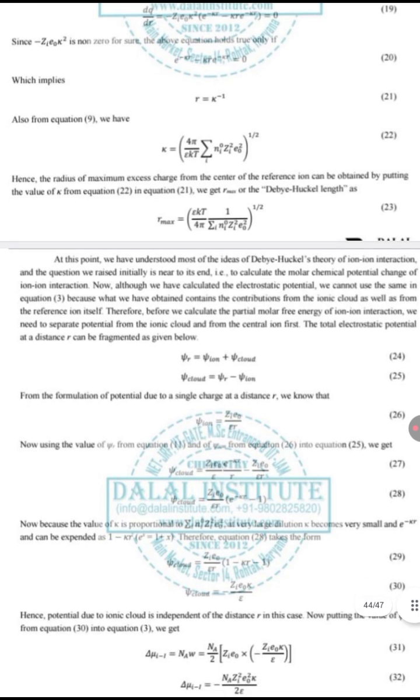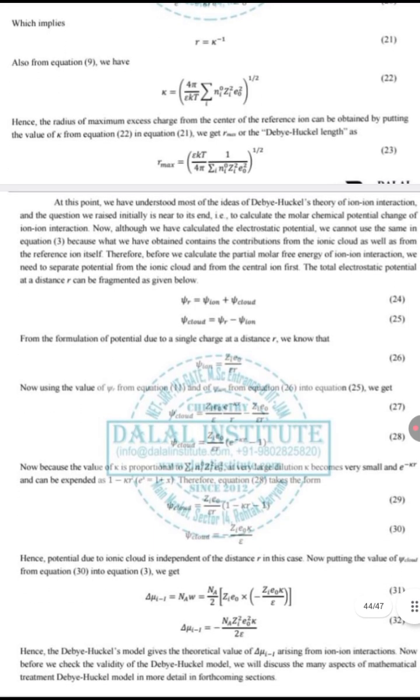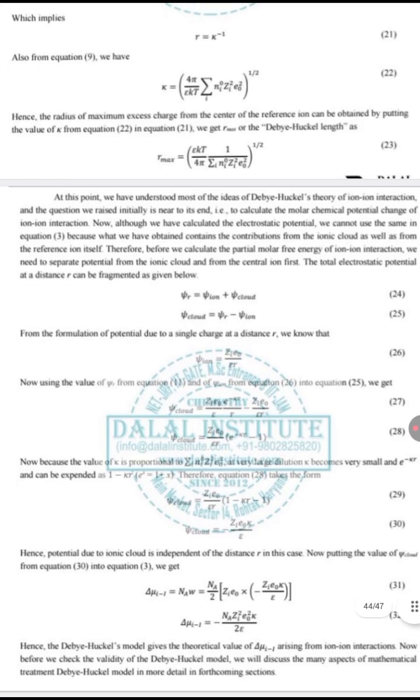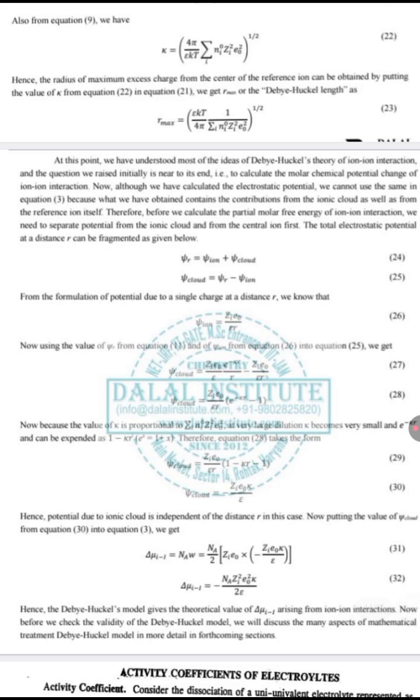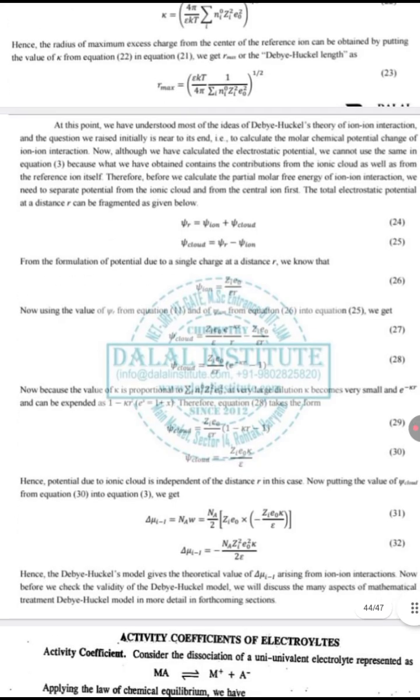Since minus zi e naught k square is non-zero for sure, the above equation holds true only if e to the power minus kt equals k r e to the power minus k r equals 0, equation 20, which implies r equals k to the power minus 1, equation 21. Also from equation 9, we have k equals (4 pi by e kt summation n naught I into zi square into e naught square) to the whole power 1 by 2, equation 22.